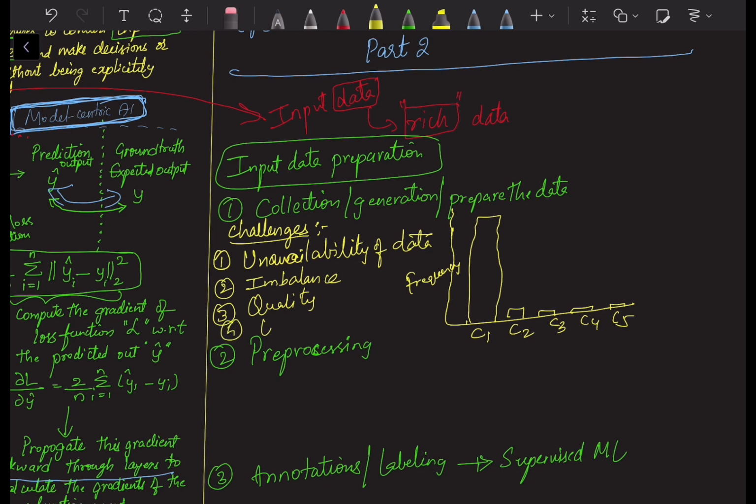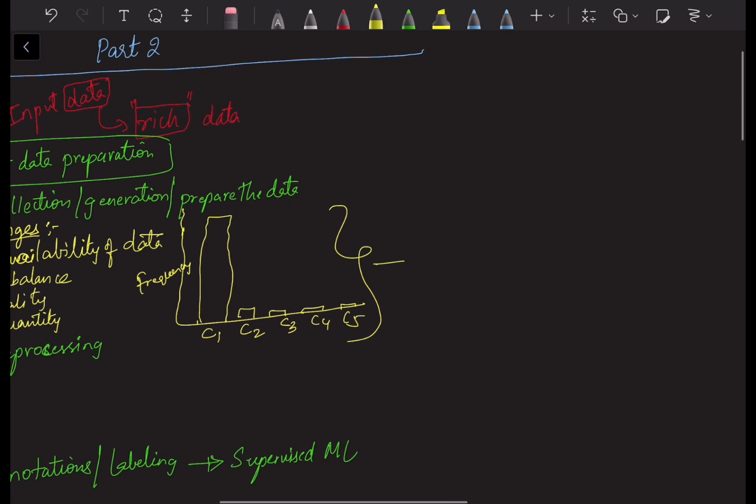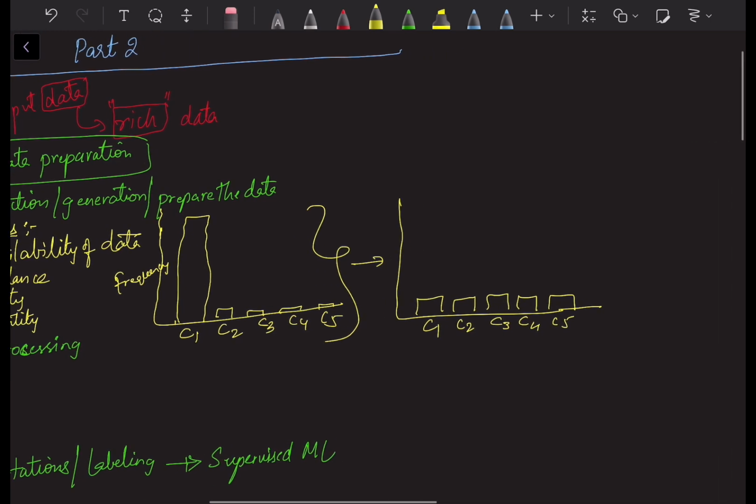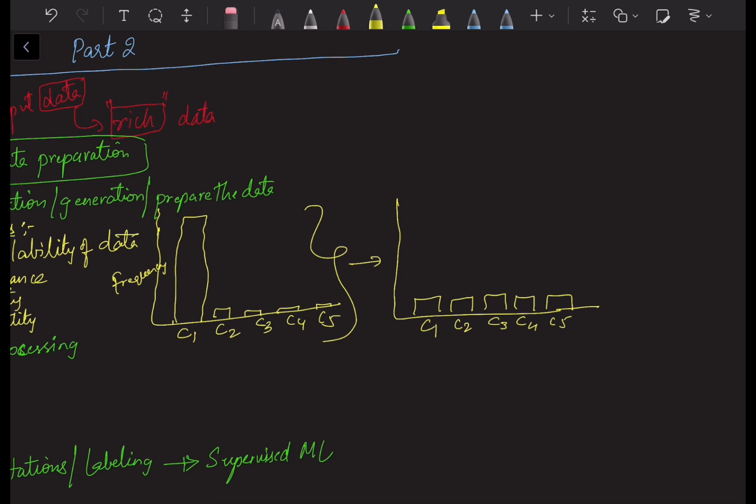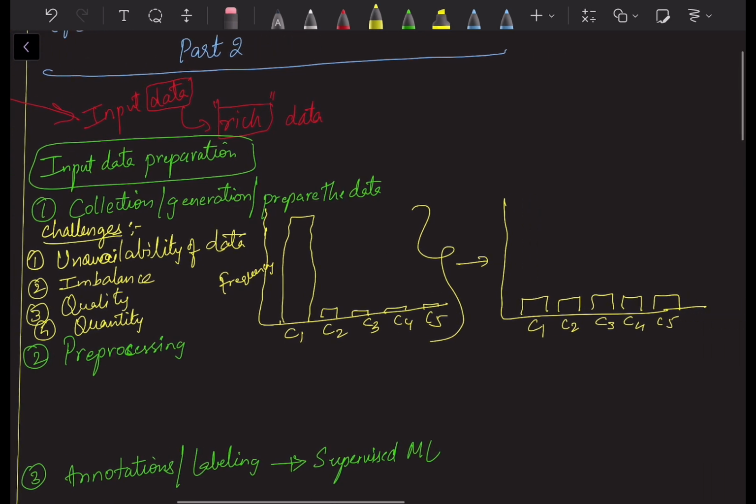The fourth point is again quantity. In this case, we may again get some sort of balanced data, but very little of it. As I said, machine learning needs a good number of samples, a good amount of data. The more data you give, the better models you can expect. So in case you are getting balanced, good quality data, but very few samples, then again this is an issue. So quantity is again a challenge.